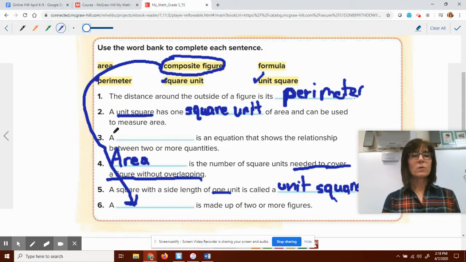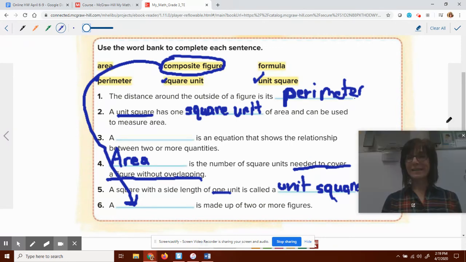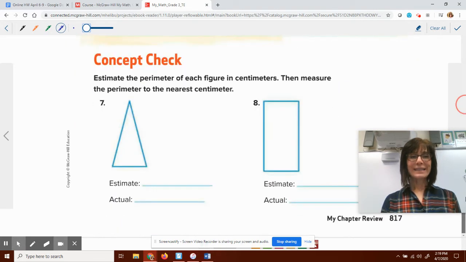Well, then I know through the process of elimination, number 3 must be formula. A formula is an equation that shows the relationship between 2 or more quantities. And we talked about formulas and I compared it to recipes that tells us what to do with our quantities. All right, let's take a look. On 7 and 8, they want us to measure. First, they want us to give an estimate, and then they want us to actually measure.